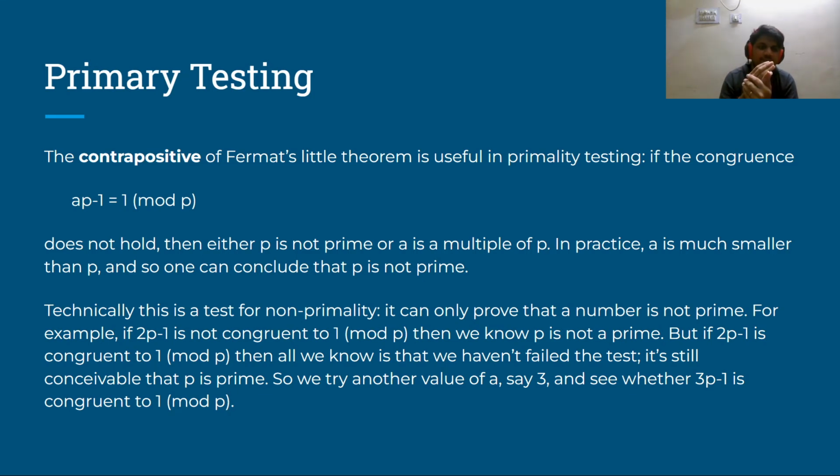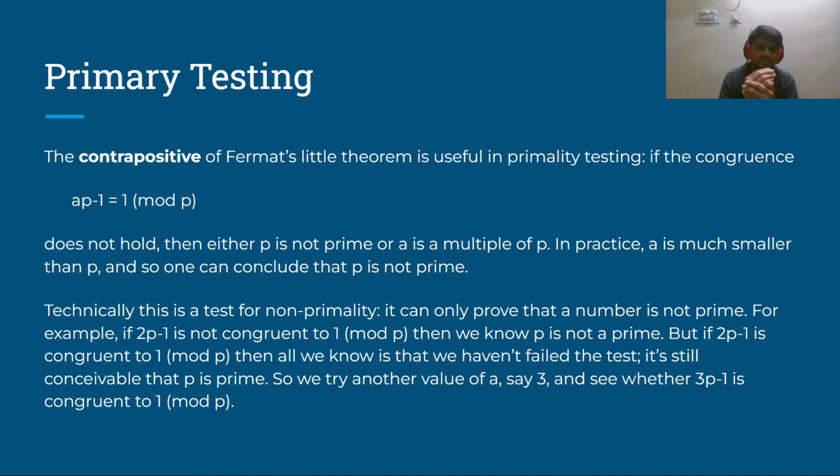If the congruence a^(p-1) ≡ 1 (mod p) does not hold, then either p is not prime or a is a multiple of p. In practice, a is much smaller than p, and so one can conclude that p is not prime. Technically, this is a test for non-primality. It can only prove that a number is not prime. For example, if 2^(p-1) is not congruent to 1 mod p, then we know p is not a prime. But if 2^(p-1) is congruent to 1 mod p, then all we know is that we have not failed the test.